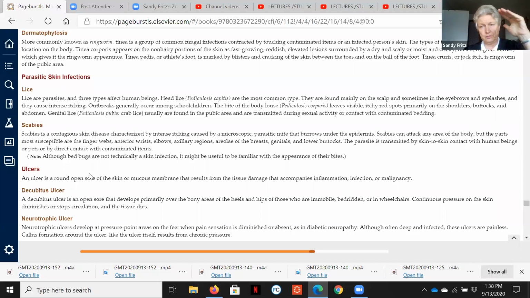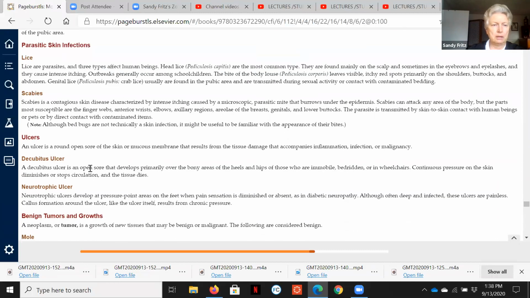And then we have where the skin is rubbed, and the surface of the skin wears down, and the deeper layers of the skin become exposed. These can be very painful, and they most often occur in areas where people do not move very well, and they're sitting in one area for a long period of time or laying in one area for a period of time.